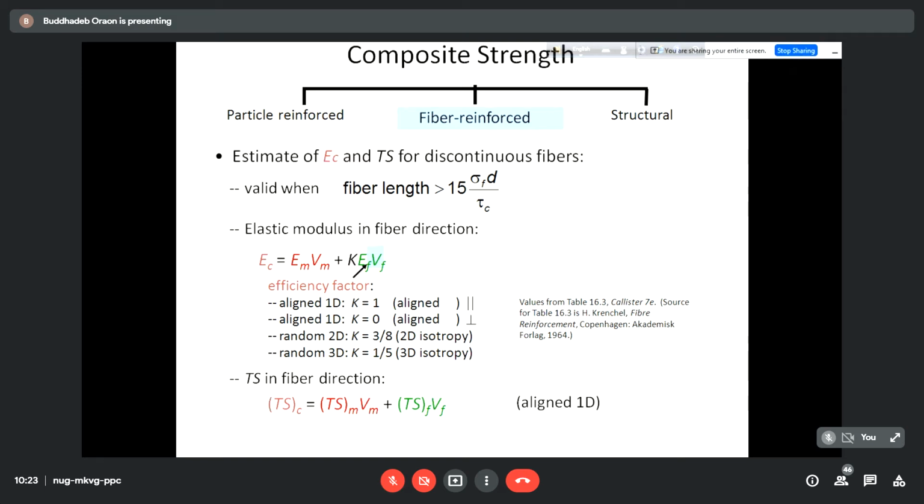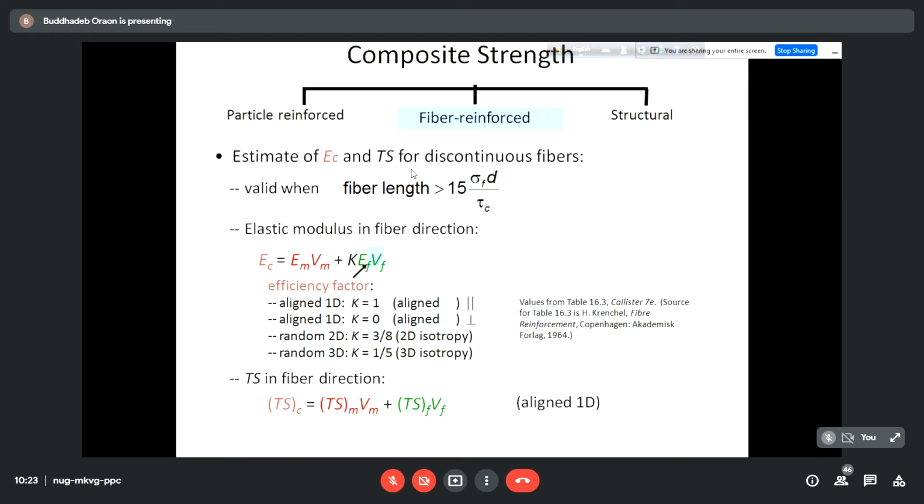composite strength for different cases: particle reinforced, fiber reinforced, and structural. Particularly, we will be discussing these two. Structural, we will not be discussing. So, in case of discontinuous fiber, this will be when fiber length is greater than this.